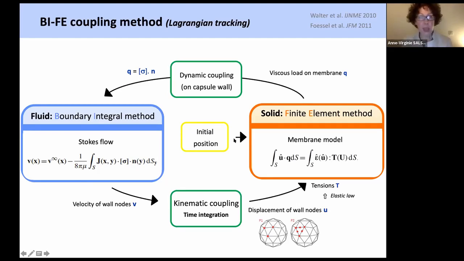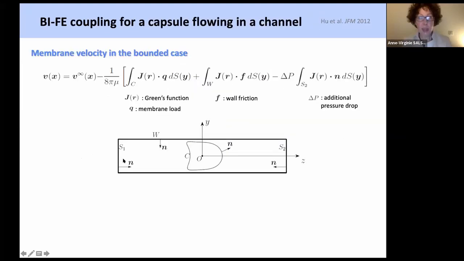In case there is a wall-bounded flow, this equation that we see here has extra terms. I just wanted to point out that we have extra contributions because we have other walls. So we have the contribution from the friction: the fluid is also applying a friction onto the external wall, so it has to be taken into account through this term. And there is a pressure drop because of the friction as well, between the inlet and the outlet. So this last term in this equation has to be calculated when we are in the bounded case.